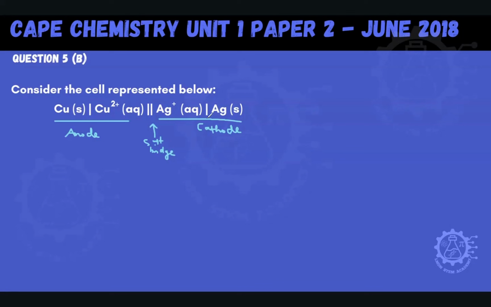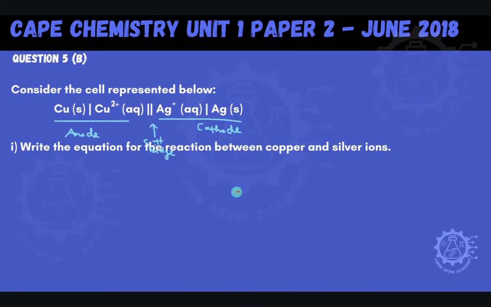Okay? So let's see what else is being asked of us now, specifically related to this representation. We're being asked to write the equation for the reaction between copper and silver ions, okay? So that's a full reaction that they're asking us to put together. But let's start by writing out the halves. Let's write out the anode half, and let's write out the cathode half, and then finally put it together to get the full thing.